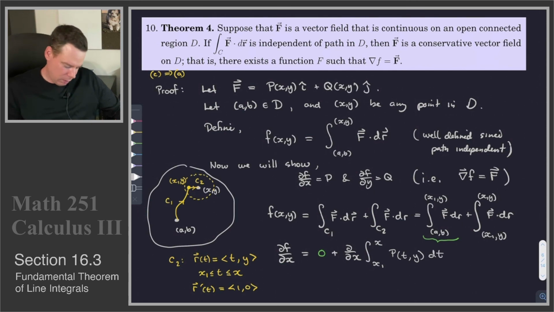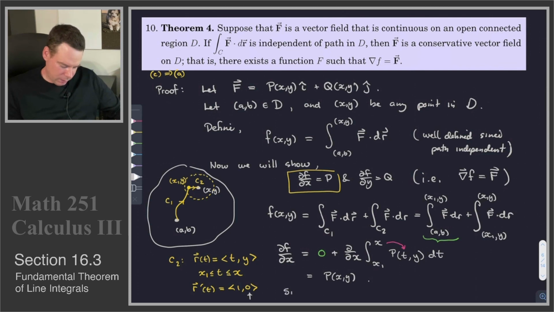The Q doesn't come up because in our r prime of t, we've got a 0 for our second component. And so now I'm differentiating the integral of this function P of t,y, where the integral goes from x1 to x. So this is a fundamental theorem of calculus problem. It just says you want to differentiate an integral, you just pop that limit of integration in. And so this becomes then P of x,y. And that's precisely what we wanted to show. We wanted to show that del f del x is P, and we've done that now.